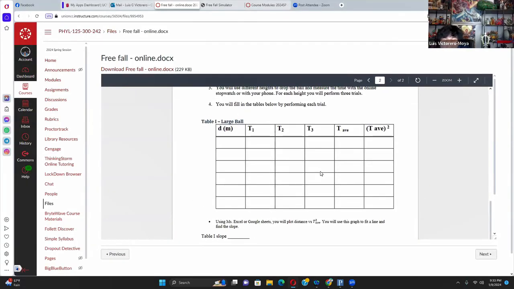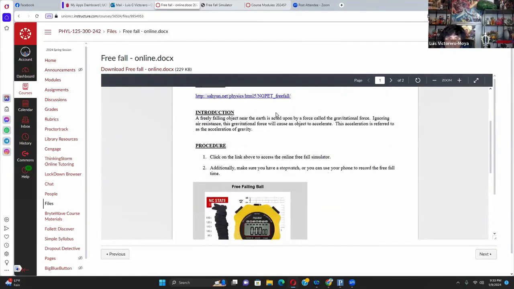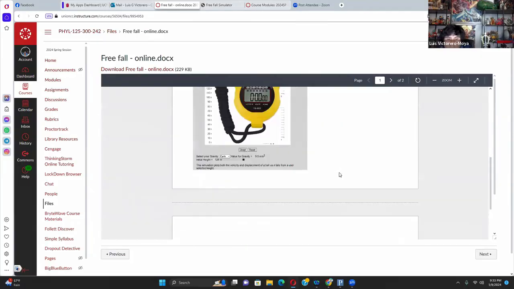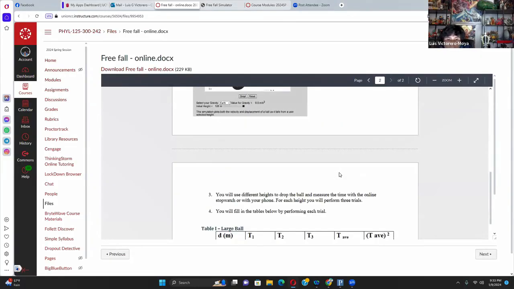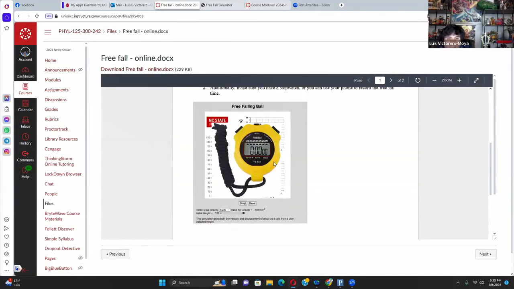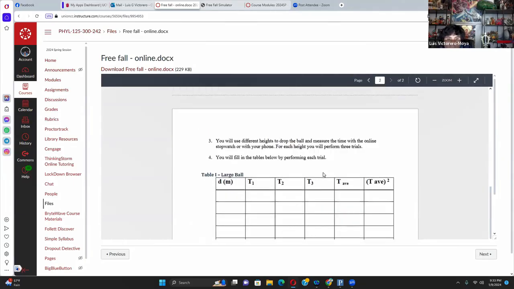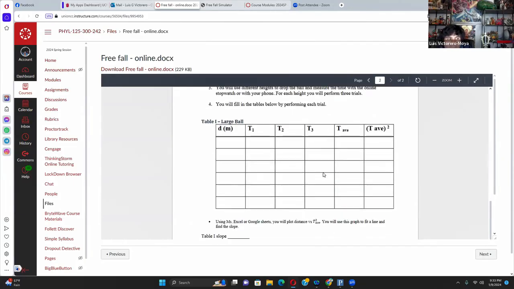So you have a table of data and you will use the simulator or exploration physics to drop a mass, drop a ball. You will use different heights to drop the ball and measure the time with the online stopwatch, or you will use the timer that is given in the software.